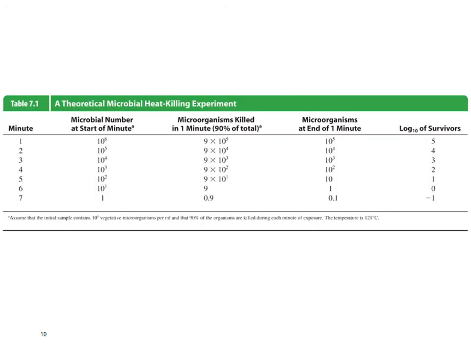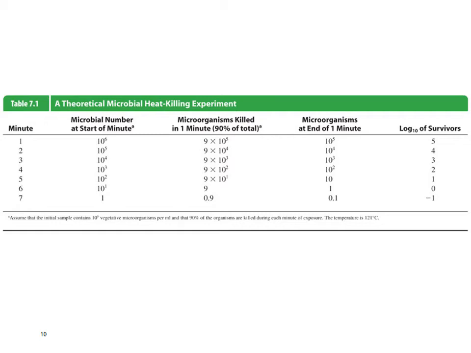To understand the pattern of microbial death, let's follow this theoretical microbial heat killing experiment. Now we're going to assume that the initial sample contains 10^6 vegetative microorganisms per mL, and that 90% of the microorganisms are killed during each minute of exposure to a temperature of 121 degrees Celsius.